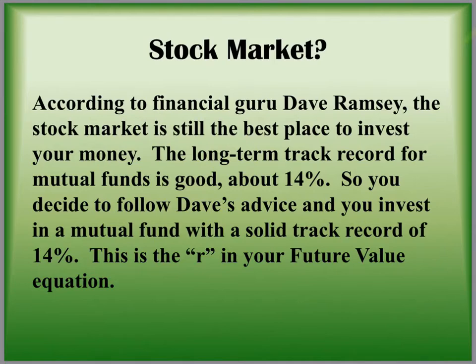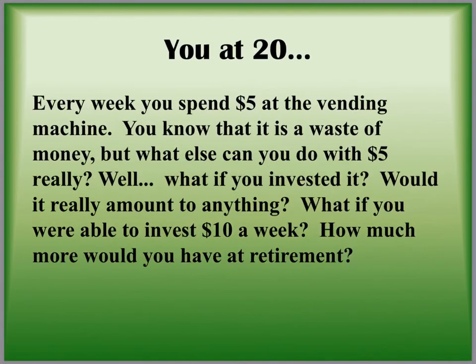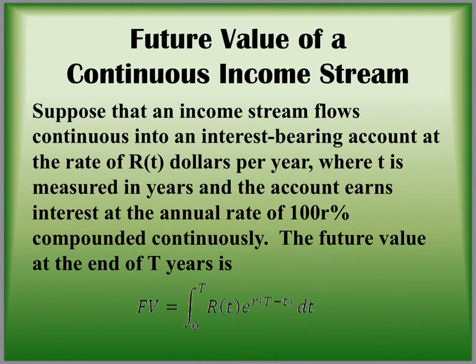So if you decide to follow Dave's advice and you invest in a mutual fund with a solid track record of 14%, then this is the R in your future value equation. So R is 0.14 if you turn it into a decimal. Okay? So we're actually trying to create this, all the details, and that's what we're identifying at this point. We've found R of t and we've found the little r. That's where we are so far.